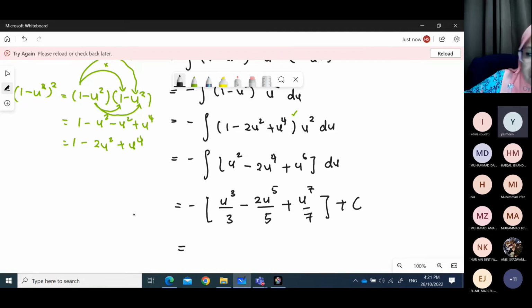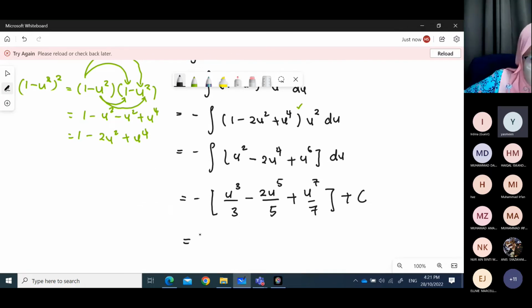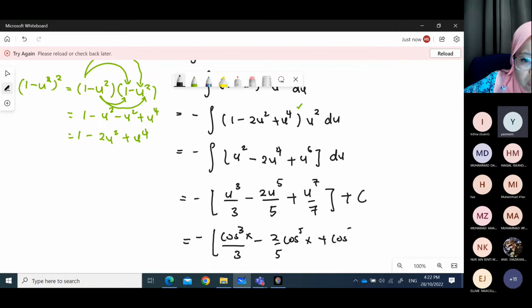Okay, so at the end of the day, you need to convert back into x terms. Gantikan balik dengan tempat asal, iaitu u equal to cosine x. So you akan dapat negatif cosine kuasa 3 x per 3. So tolak 2 per 5, cosine kuasa 5 x. Okay, and then plus cosine to the power of 7 x over 7 plus c.